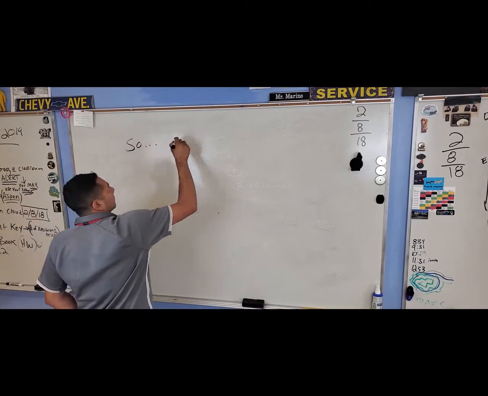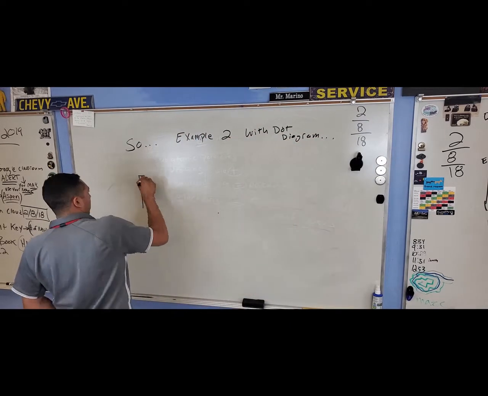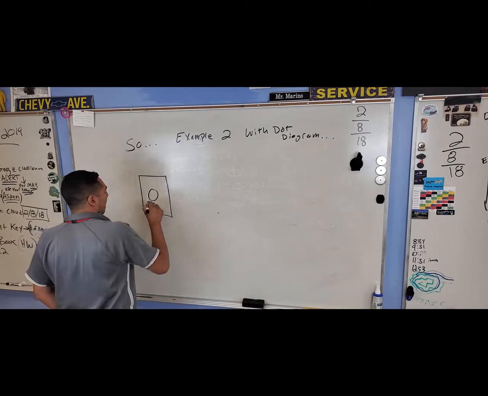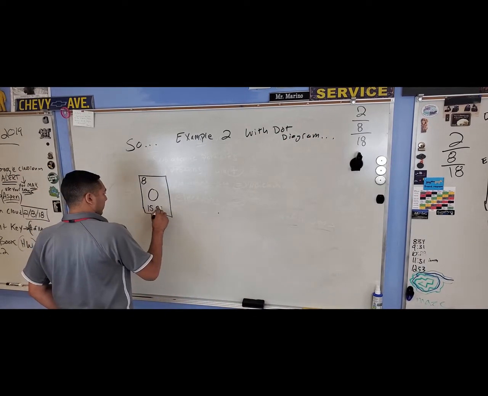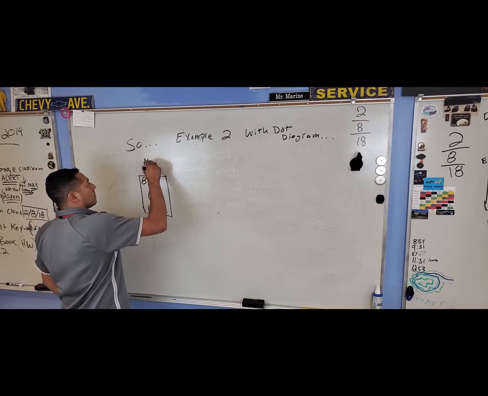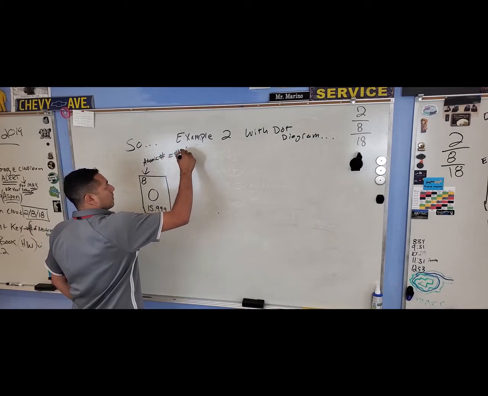So, let's do example 2. This time, we're going to do a dot diagram, which is another important thing to understand in chemistry, especially when it comes to atomic bonds. So, here our example is oxygen. We wrote the letter O, which is the atomic symbol, and the atomic number, which is 8, and also tells us how many protons are in the nucleus.